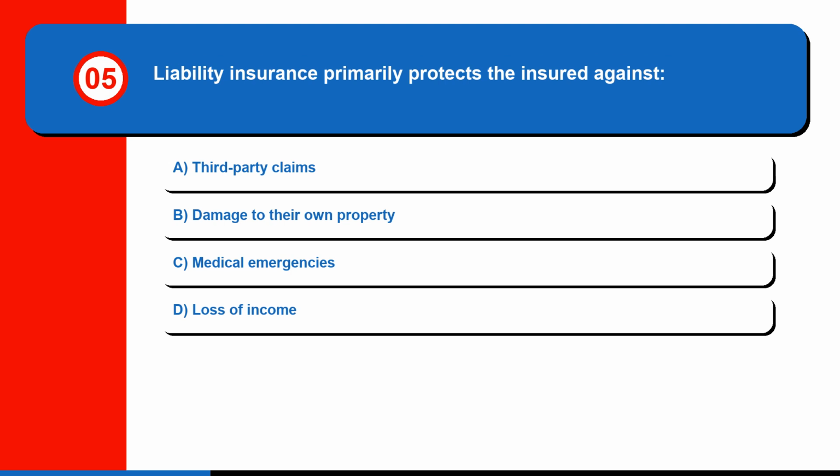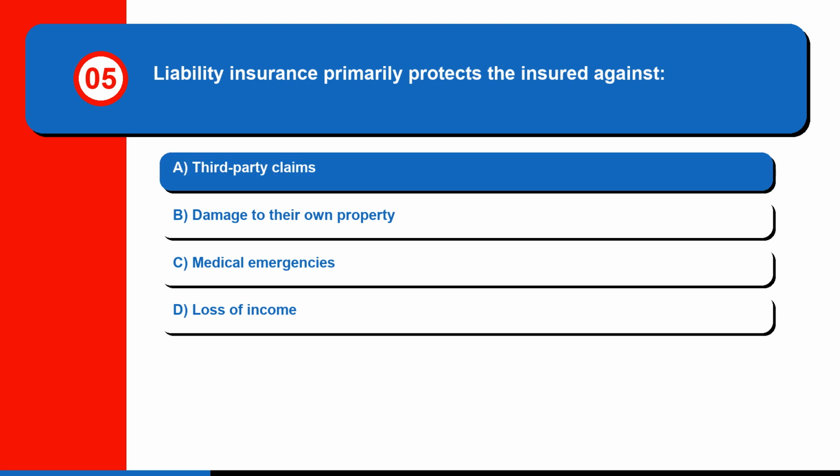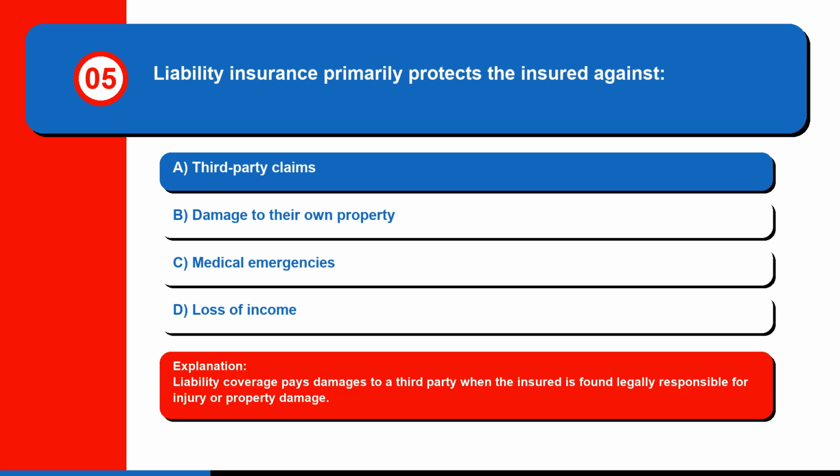Question 5. Liability insurance primarily protects the insured against A. Third-party claims, B. Damage to their own property, C. Medical emergencies, or D. Loss of income. The correct answer is A. Third-party claims. Liability coverage pays damages to a third party when the insured is found legally responsible for injury or property damage.